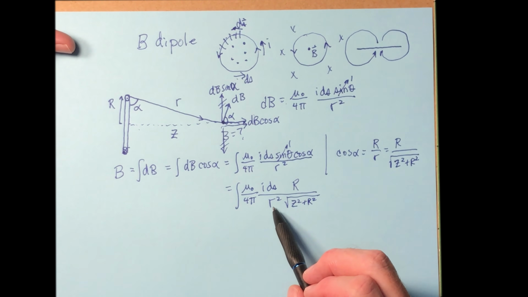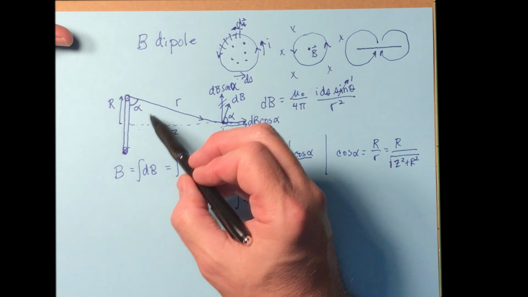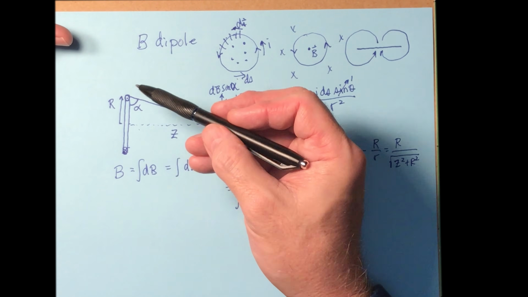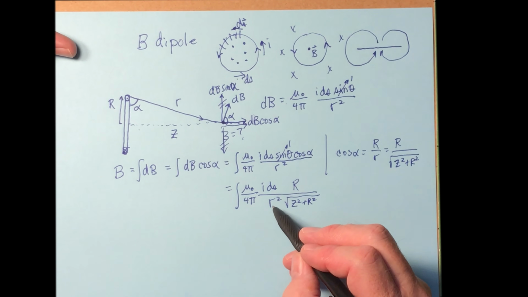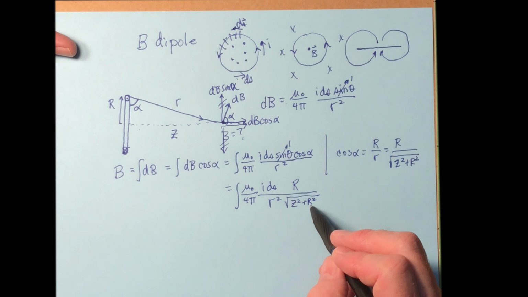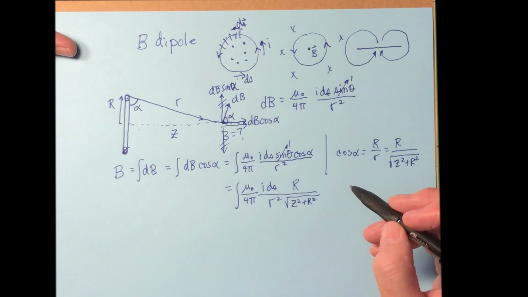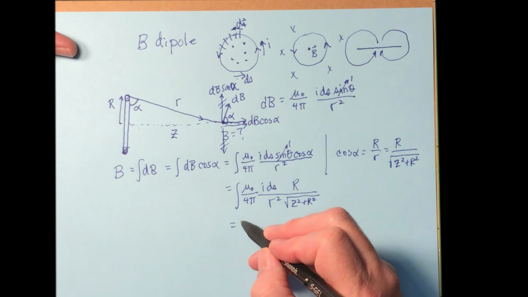Little r is not going to change here, so it's not really a variable for our problem, regardless of where you're at on the circle here. That remains the same. We can get rid of that, and when we do, write it in terms of z squared plus r squared. So let's do that.